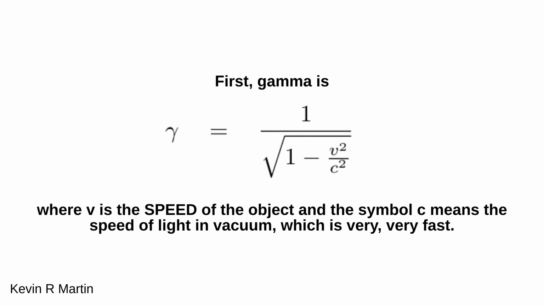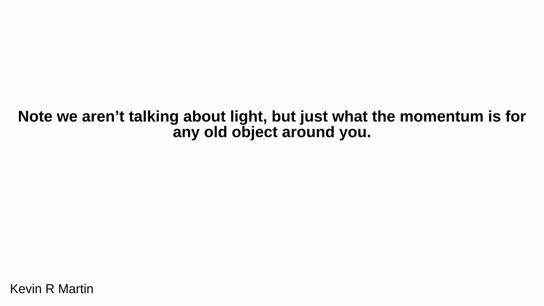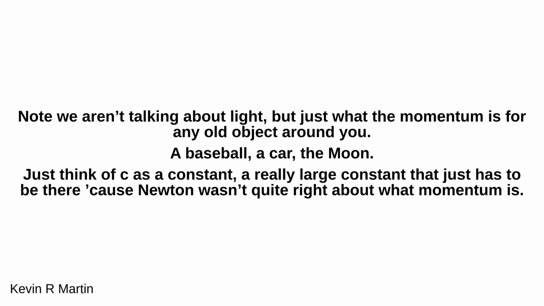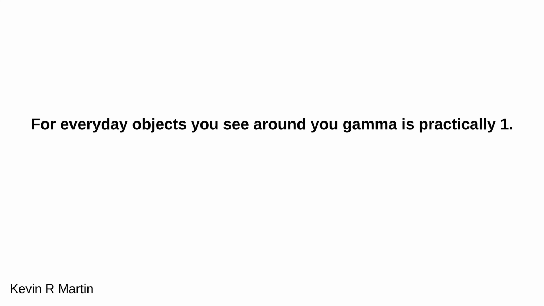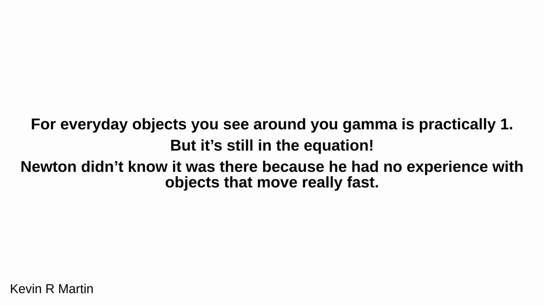First, gamma is 1/sqrt(1 - v²/c²), where v is the speed of the object and the symbol c means the speed of light in vacuum, which is very, very fast. Note we aren't talking about light, but just what the momentum is for any old object around you. A baseball, a car, the moon. Just think of c as a constant, a really large constant that just has to be there because Newton wasn't quite right about what momentum is. For everyday objects you see around you, gamma is practically 1. But it's still in the equation. Newton didn't know it was there because he had no experience with objects that move really fast.